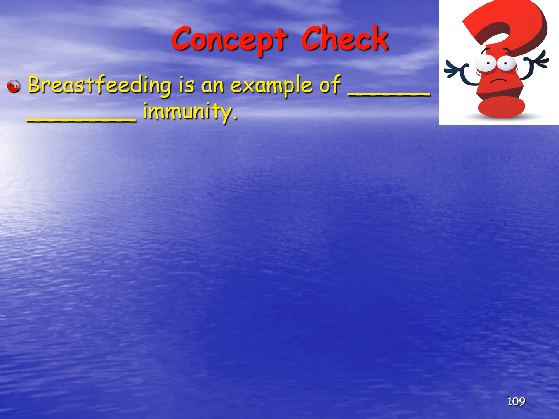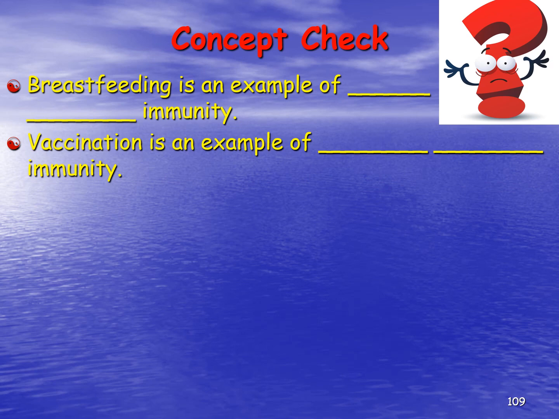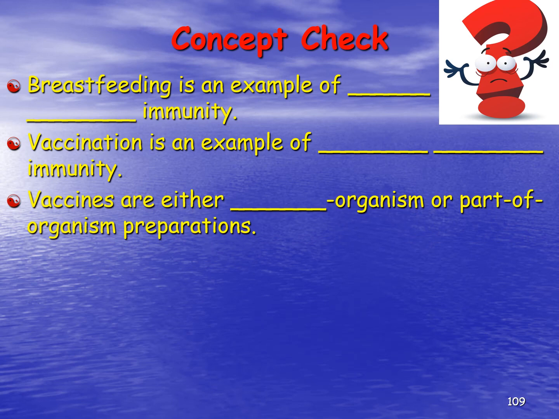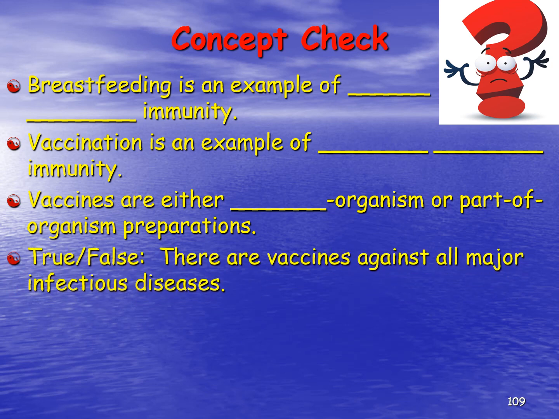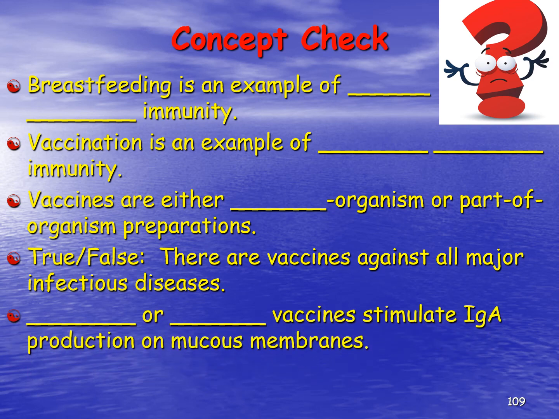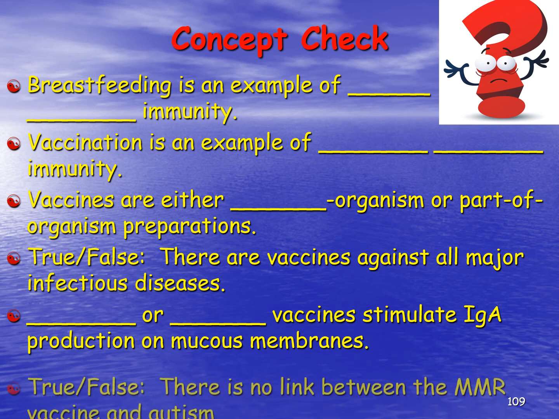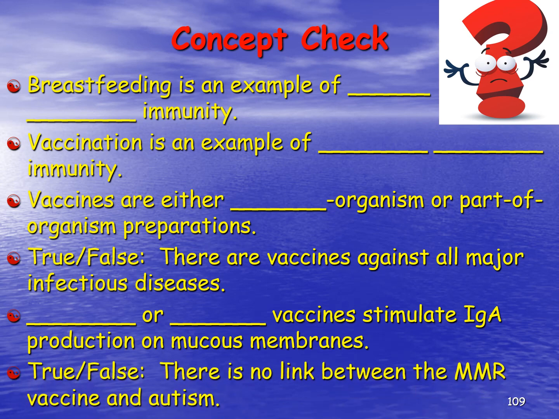So breastfeeding would be an example of what type of immunity? Vaccination is an example of blank blank immunity. Vaccines are either blank organism or part of organism preparation. True or false, there are vaccines against all major infectious diseases. And blank or blank vaccines stimulate IgA production on mucous membranes. And true or false, there is no link between the MMR vaccine and autism.